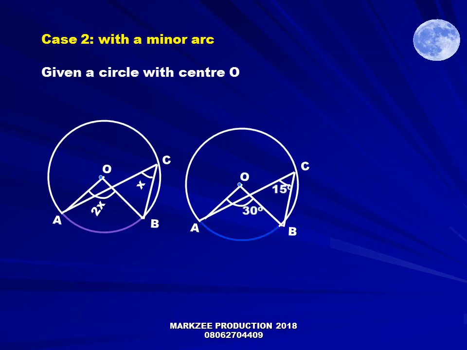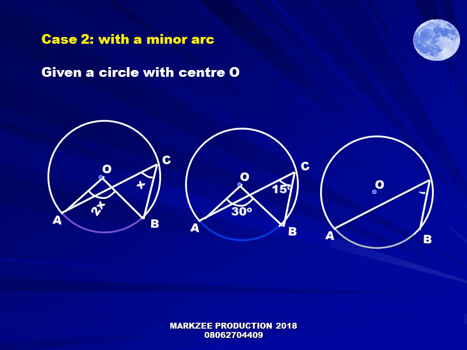So if that angle is 15, then the one at the center must be 2 times of 15. Okay. So if that angle is 50, then the one at circumference must be half of that, which is 25. So this is case 2 of the same theorem.